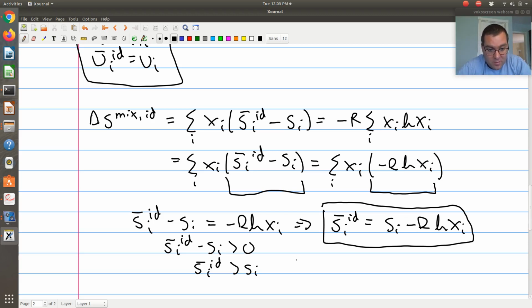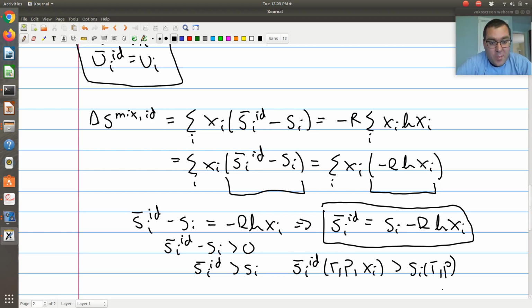So write out functional dependencies. S bar i in an ideal solution at T, P, and xi is going to be greater than Si at T and P. So the effective entropy of component i in my ideal mixture, or ideal solution, is greater than in a pure component system at the same temperature and pressure.